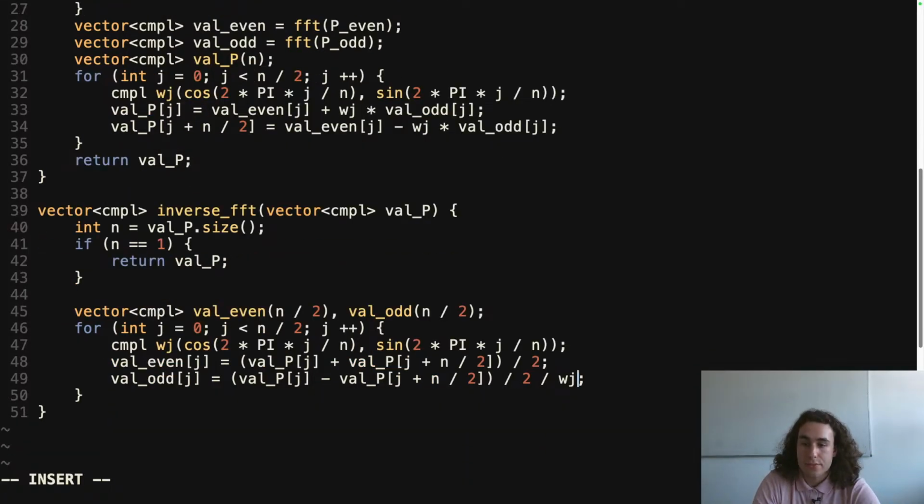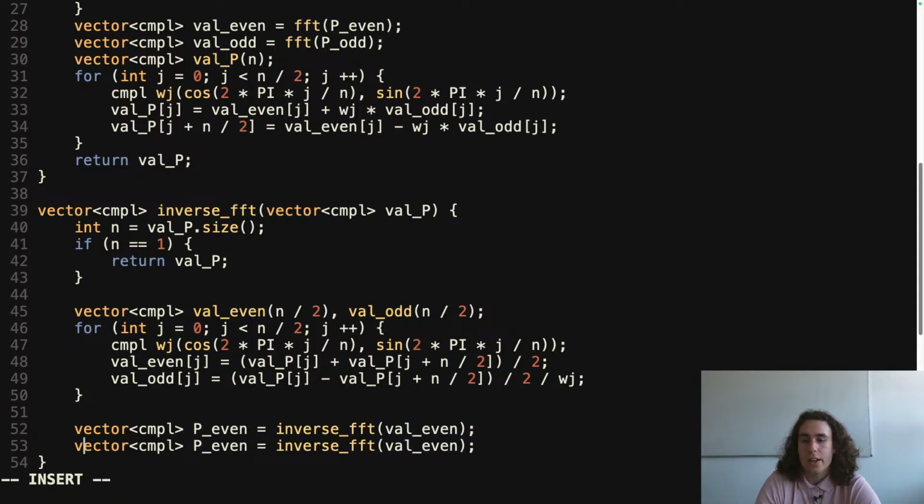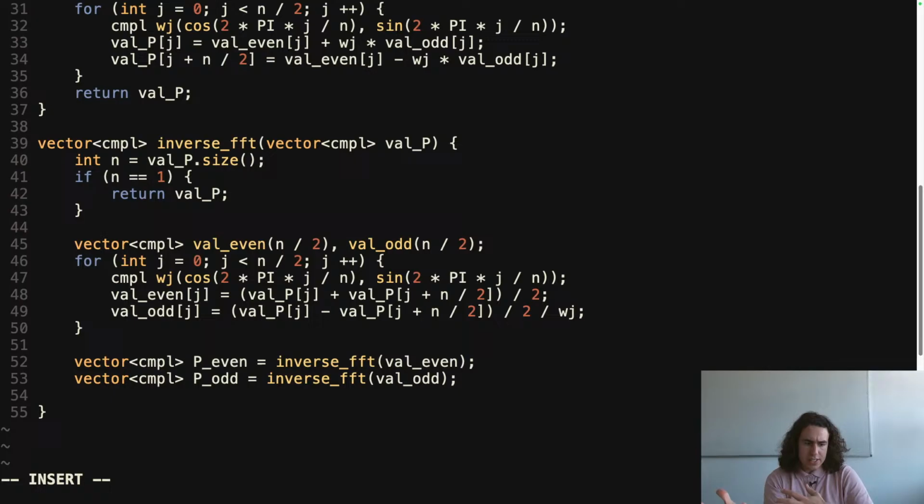So now I have val even and val odd. Given the val even and val odd, I can just recursively compute our P even and P odd coefficients, right? Inverse FFT of val even and inverse FFT of val odd. And then I just have all the even coefficients and all the odd coefficients of P. I just combine them together, right?